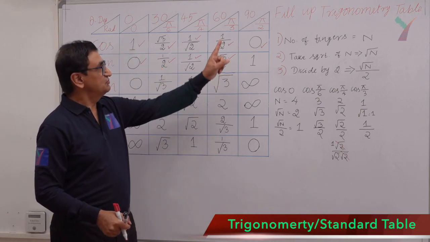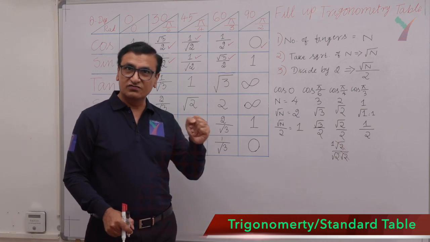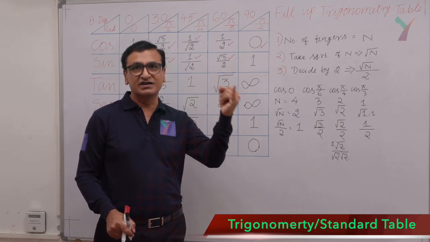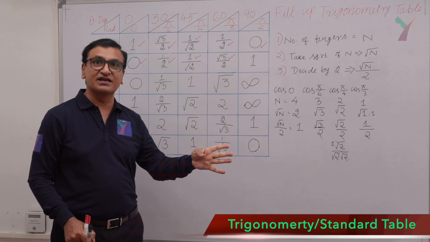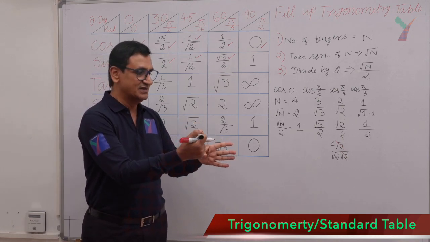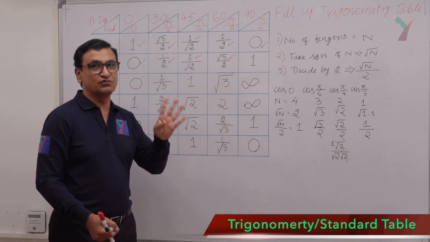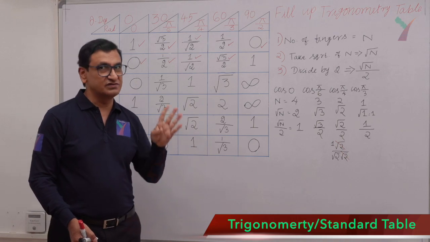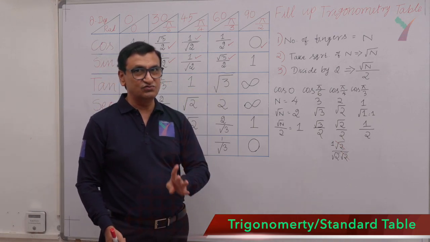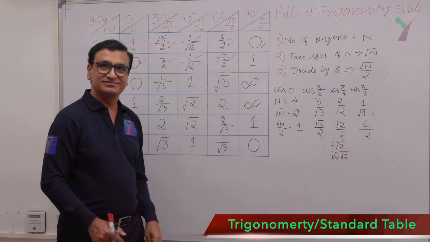Now let's come to pi by 2. Sine pi by 2. What is the place value holder for pi by 2? It is your little finger. So extend the little finger also. So the number of fingers, remember thumb doesn't participate, number of fingers open is 4, correct? So square root of 4 is 2. 2 divided by 2 is 1. So sine pi by 2 should be 1, correct?